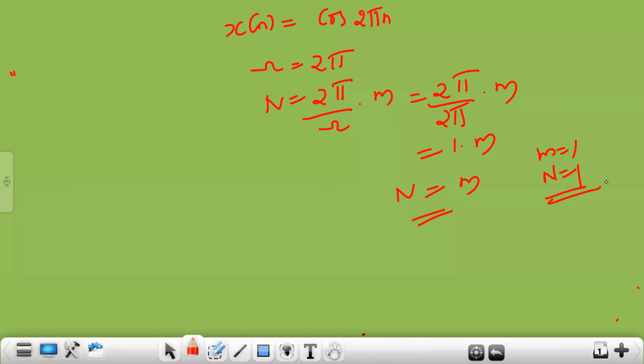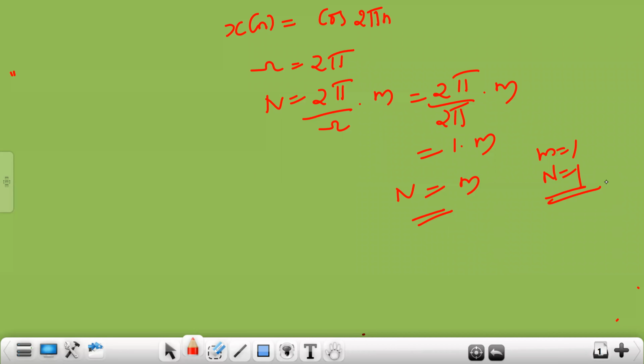Can it also be -1? No. You have to put a positive integer for m, so that the fundamental period is positive. You can't say that a signal has a negative time period. Do you have any physical signal having negative time period? You can't say time period in negative value. So you need to put a positive value for m to get a positive value for n. It should be a positive integer.